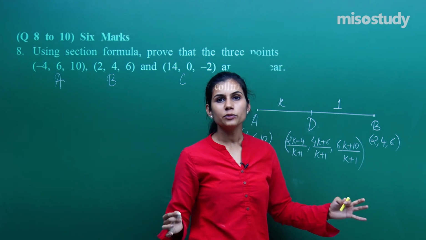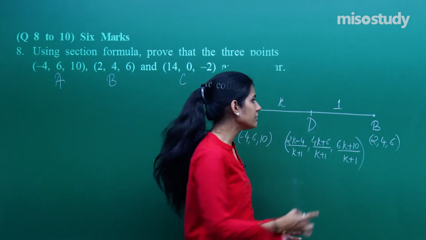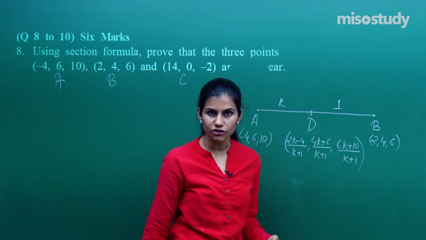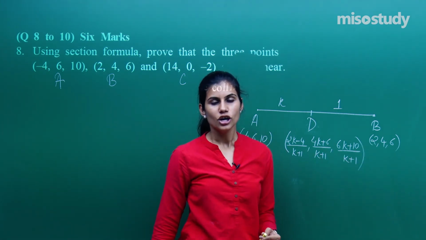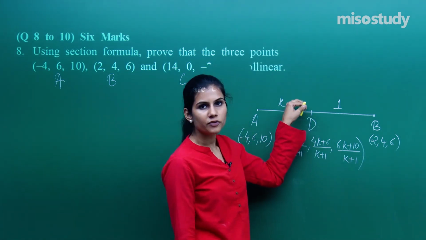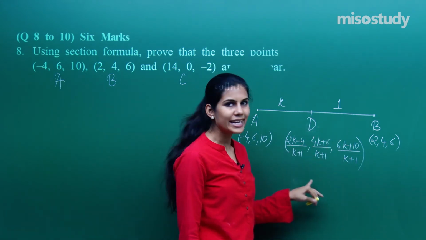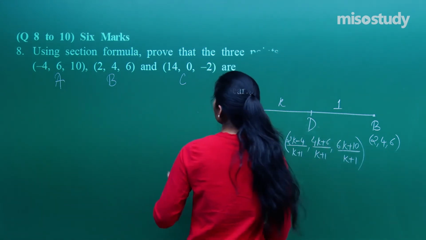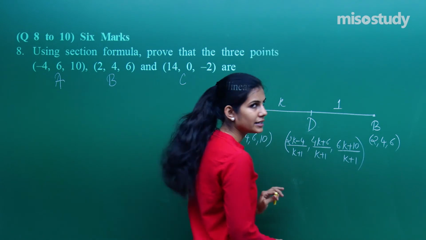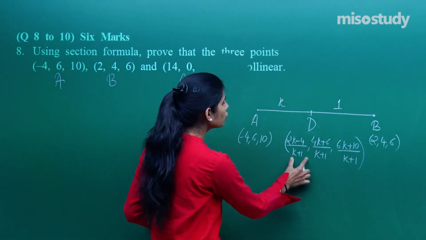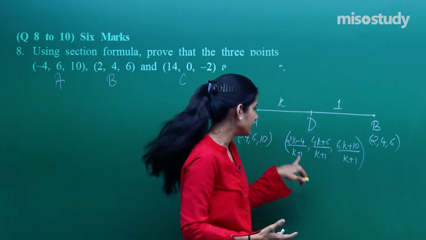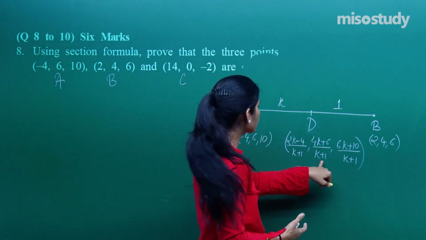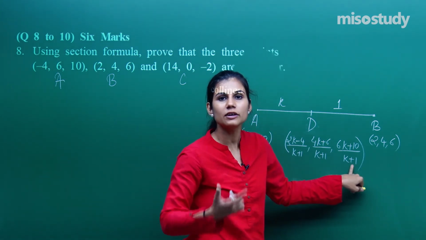I am not concerned with the ratio. The moment I am able to conclude that C is dividing AB in a certain ratio, that is enough for me to conclude that A, B and C are lying in the same line. So let's try to see if for some value of k, I am getting D coinciding with C. What is C? C is 14, 0, minus 2. Let me begin with taking 2k minus 4 upon k plus 1 equal to 14, because that is what my aim is, so that this comes out to be 14, this comes out to be 0, this comes out to be minus 2 for some value of k.